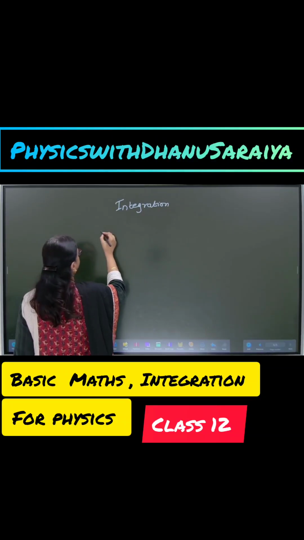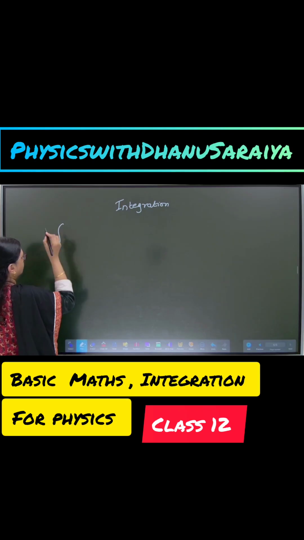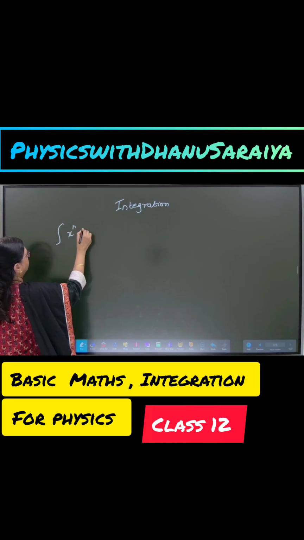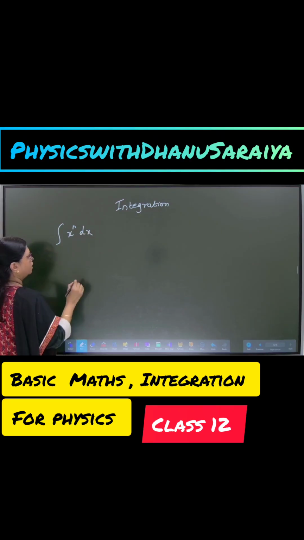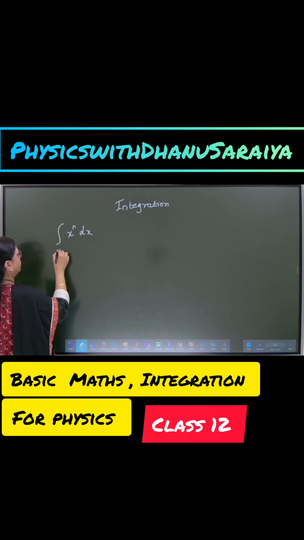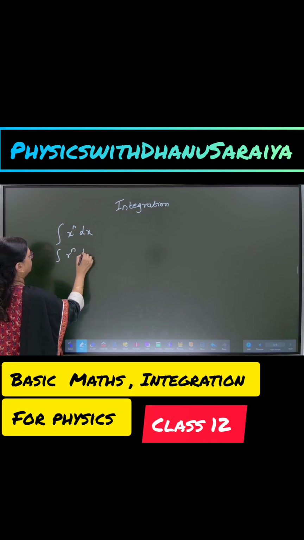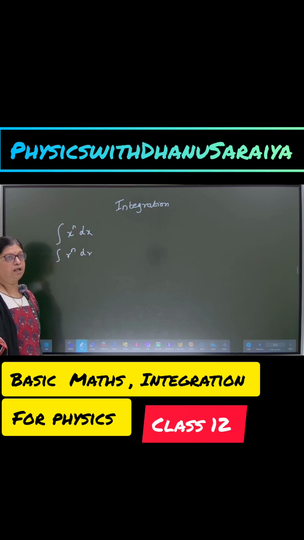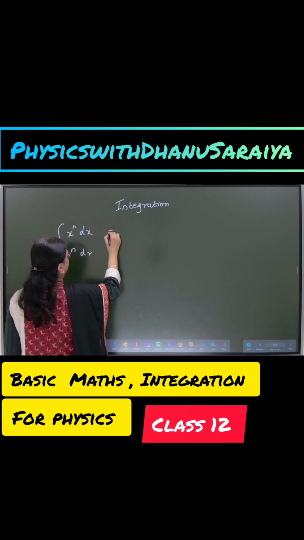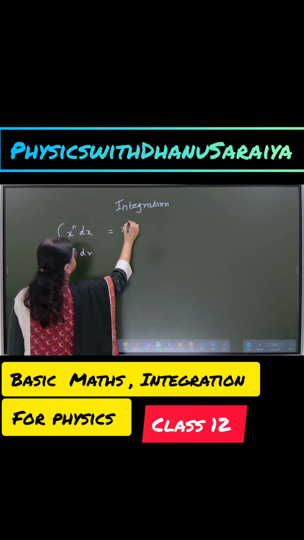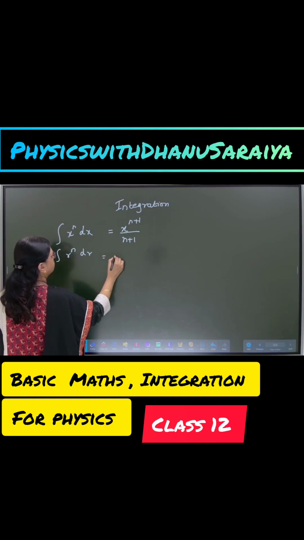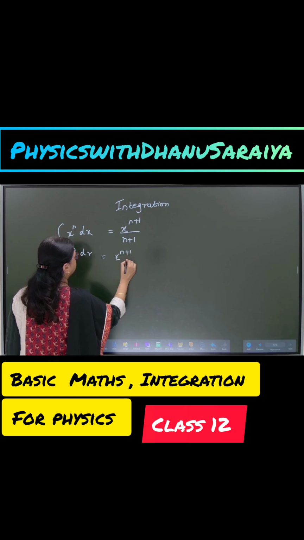Okay, the formula for integration is, this is the symbol of integration, x raised to n dx. Okay, you can even write r raised to n dr. Okay, the variable is the same as you can see. Now, whether it is x raised to n dx, the answer of the integration is x raised to n plus 1 upon n plus 1. Here it is r raised to n plus 1 upon n plus 1.